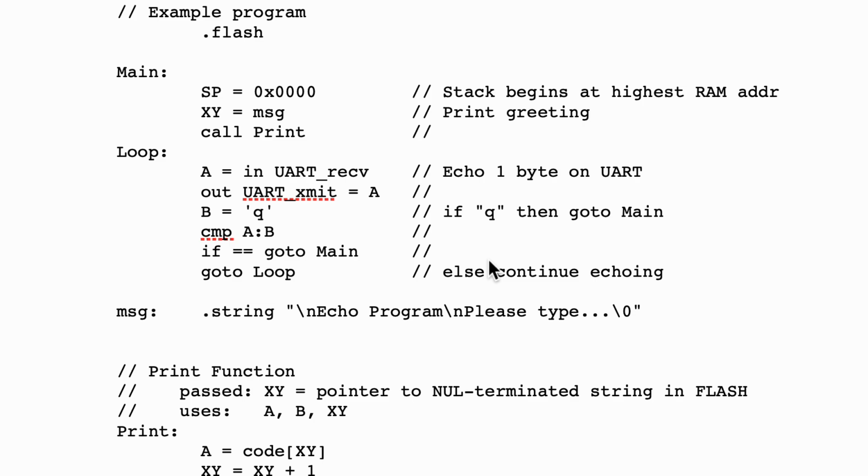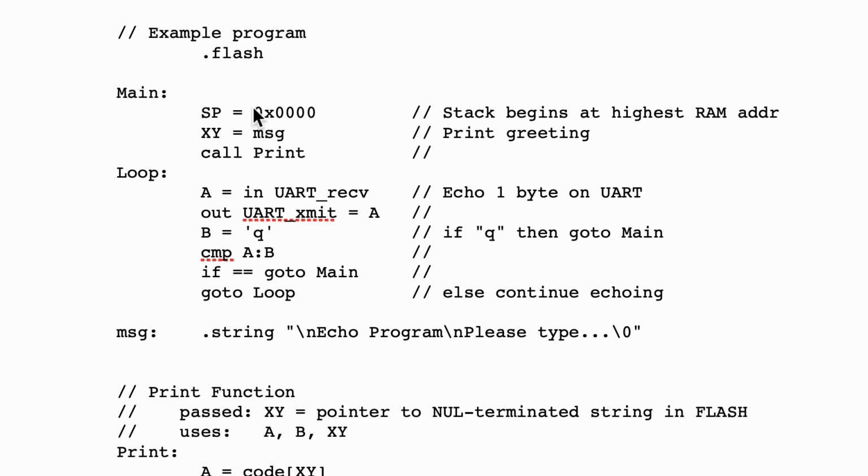So let's begin here at the top. This program is going to echo characters on the UART, and it's also going to begin by printing a message. So the first instruction is an example of the load SP instruction. Stack is going to grow down from high memory, so this is the appropriate initialization for the SP register. Then we see an example of the add 16 instruction, where we're moving a 16-bit address into the XY register. That's the address of this string down here that we're going to be printing.